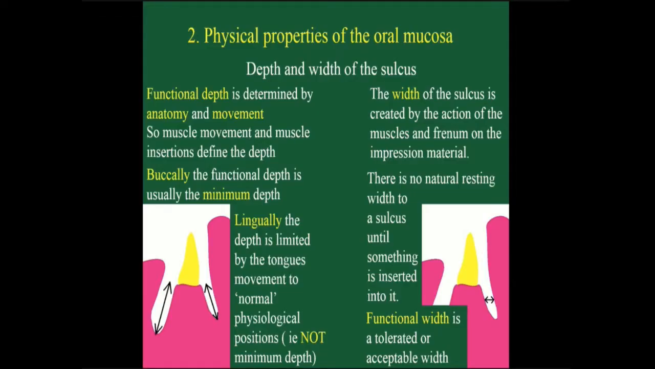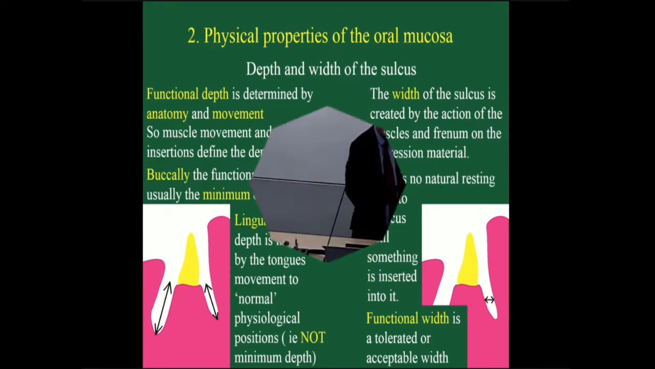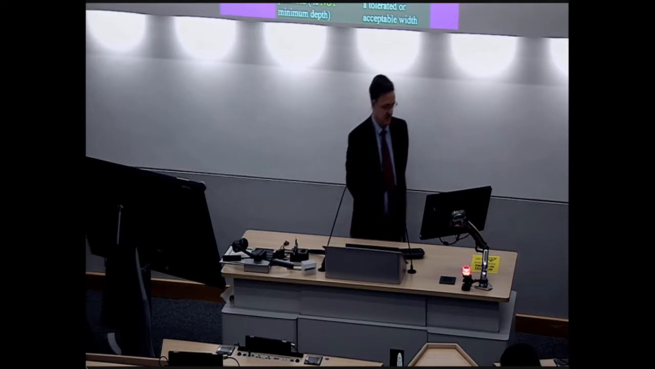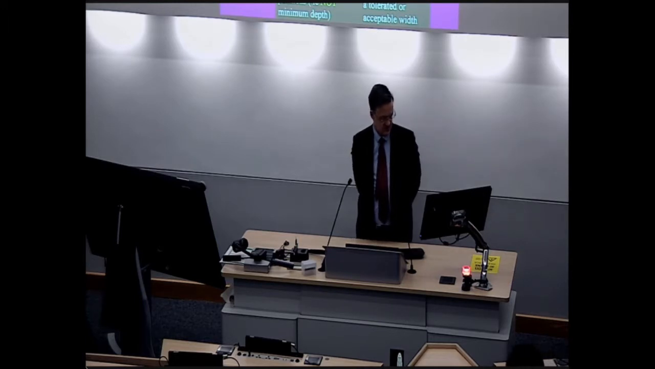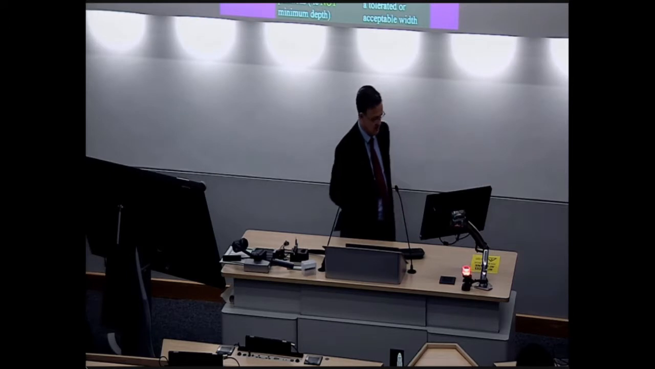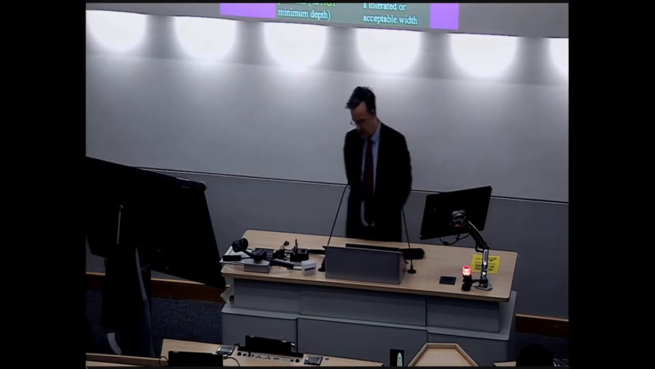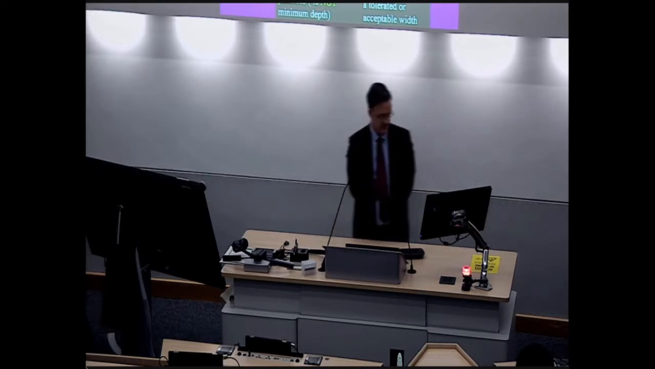The width of the sulcus is created by the action of the muscles of the face. There is no natural resting width to the sulcus until something's inserted into it, so the functional width of the sulcus is a tolerated or acceptable width. We normally want our flanges to be a couple of millimetres thick, and we normally want that to be recorded in the impression. So often we see big fat sulcuses recorded in the impression which are distorted, overextended both for depth and for width, and they produce dentures which are unstable. If we use that full depth and width that's recorded on those overextended impressions, we end up with very unstable dentures.